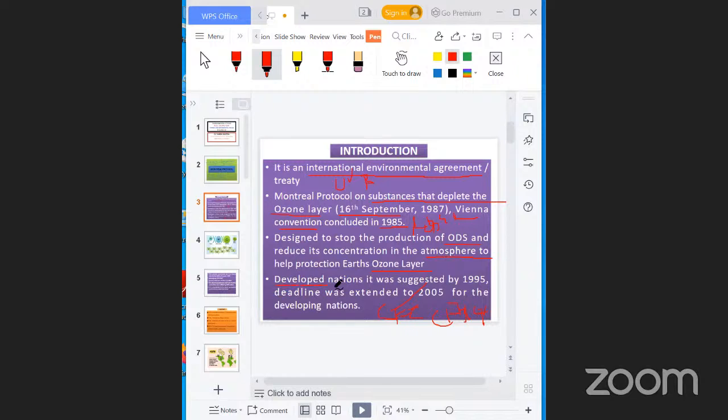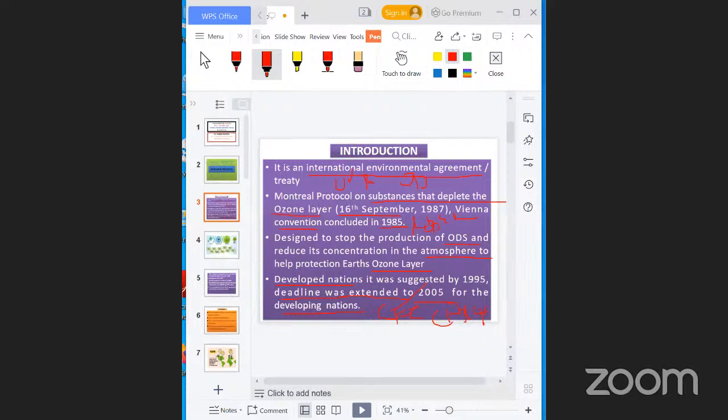For developed nations, it was suggested that by the year 1995 they should cut the production of ozone depleting substances, which is called ODS. However, this deadline was extended to 2005 for the developing nations. You remember this: the deadline is separate for developing and developed nations, right?